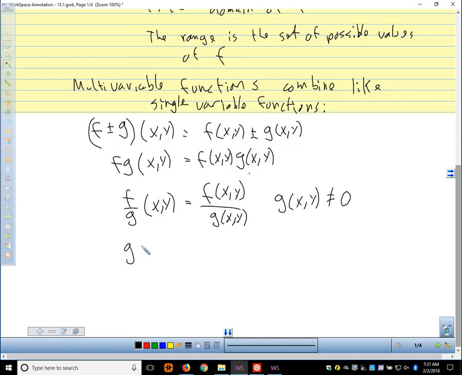And we can compose functions, the composition. Now the interesting thing about a composition is g would be a single variable function because our output from h of x, y is a single quantity. So we can compose a single variable function of a multivariable function.